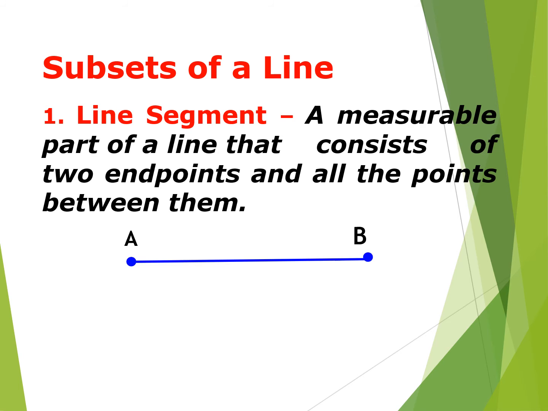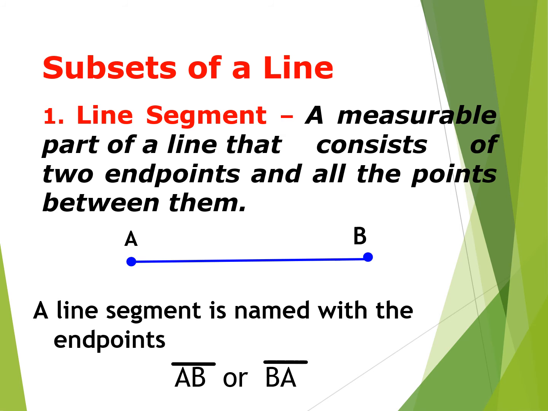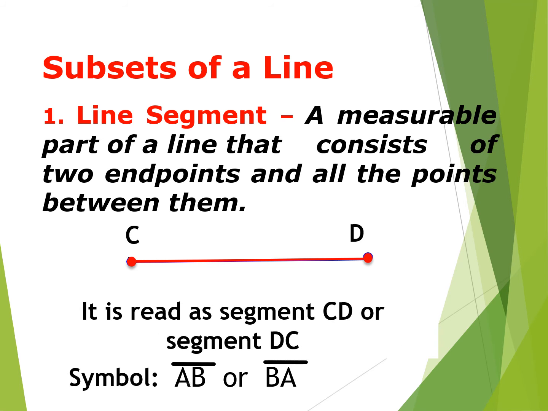This is an illustration of a line segment. That's line segment AB. If you're going to compare the symbol for a line segment and a line, in a line we have two opposite arrowheads, but here we do not have any arrowheads, meaning there is already an end, which is only for A and B. For C and D, it is read as segment CD or segment DC.